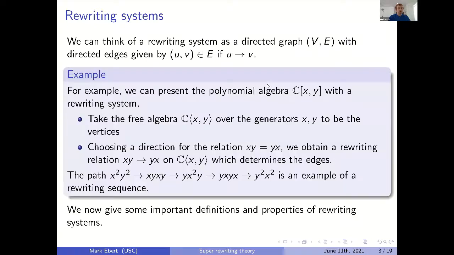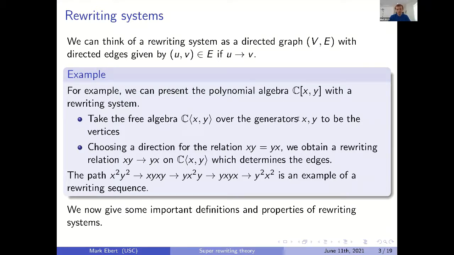So we can think of a rewriting system as a directed graph, with V being some free thing over the given generators, and the edges being determined by the rewriting steps, or the rewriting rules. So for example, let's describe a rewriting system that presents the polynomial ring C[x,y]. It has generators x and y, and there's a commutativity relation xy equals yx.